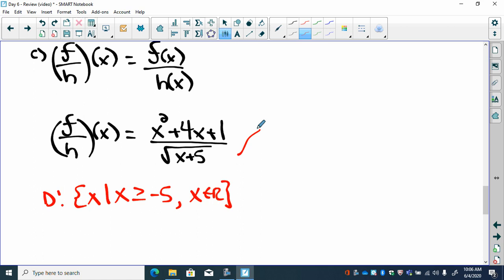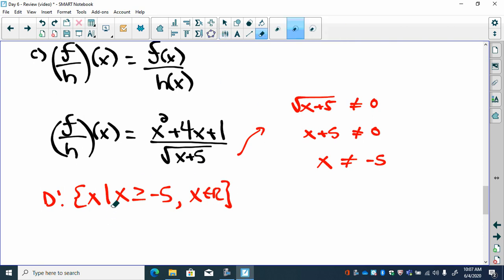However, remember division by 0. So when you're dividing, this is the extra little step. Division by 0 is impossible. So I would say radical x plus 5 cannot equal 0. Square both sides: x plus 5 cannot equal 0. Subtract 5 from both sides, and we can say x cannot equal negative 5. Rather than adding a 'cannot equal negative 5' to this, I can make that happen by simply removing this right here. Now that means x is only greater than negative 5. It cannot equal negative 5. Okay, so there is the domain.